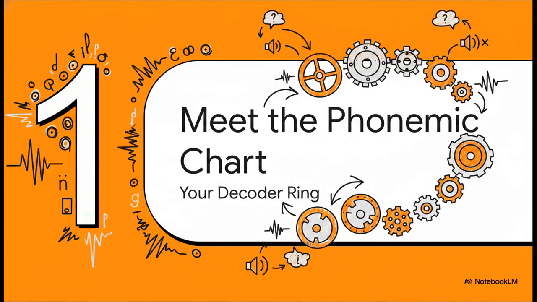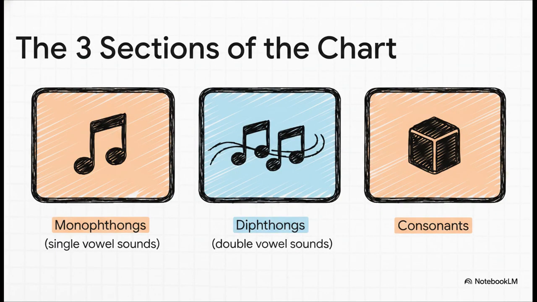Okay, so if spelling is the unreliable map, what's our compass? It's this, the phonemic chart. This is our little section of the International Phonetic Alphabet, or IPA. I want you to think of this as your secret decoder ring for every single sound in the English language. Now, I know it might look a little complex at first glance, but it's actually beautifully organized. It's broken down into just three main parts.